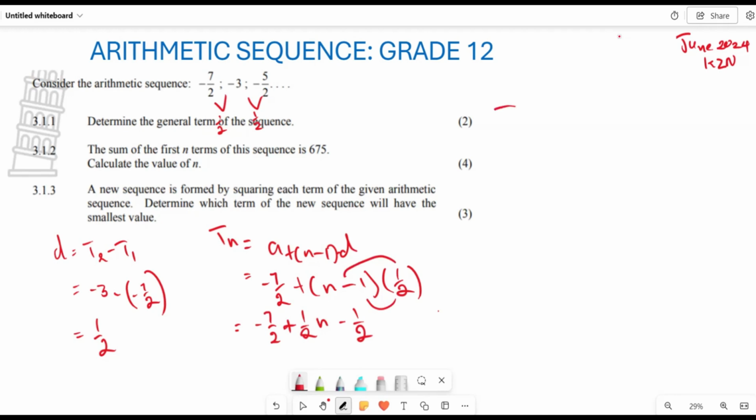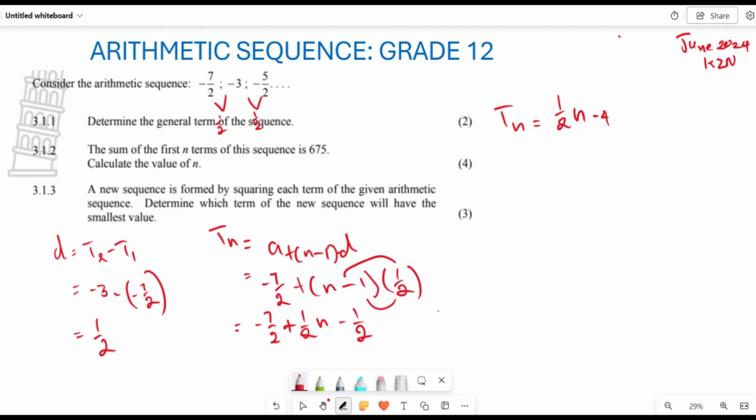Then the Tn that you're going to end up finding here is 1 over 2n, and then negative 7 over 2 minus 1 over 2. This is going to give us negative 4, if I'm not mistaken, right? Yes, so your general Tn for this particular question is 1 over 2n subtract 4. Are we fine, right?